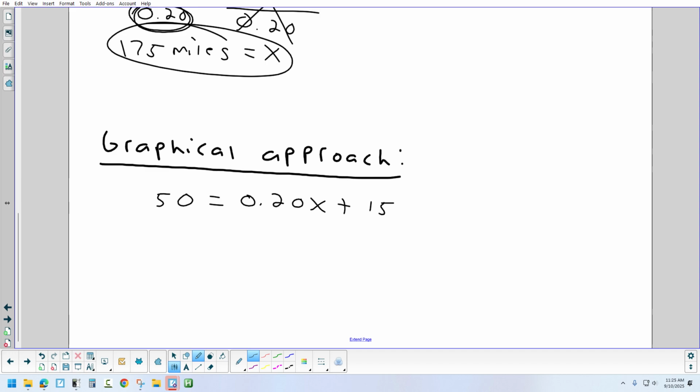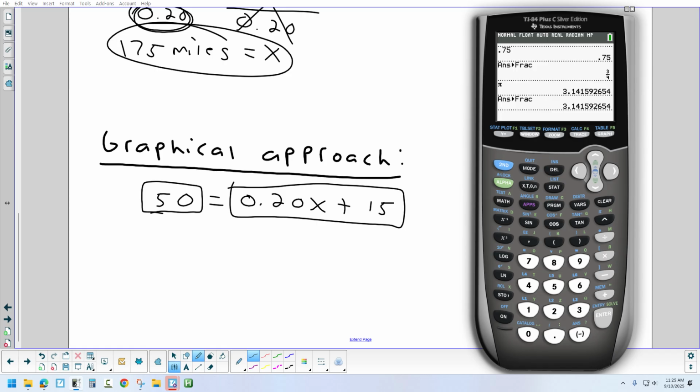I want to start by focusing on the left-hand side. This is going to get plugged into the calculator, and then we'll focus on the right-hand side. And we're going to plug that in separate. So what we're going to do is we're going to draw two things on the screen at the same time. What's on the left is going to be one. What's on the right will be the second one. So on your calculator, you want to press y equals.